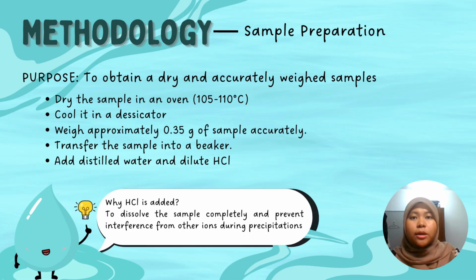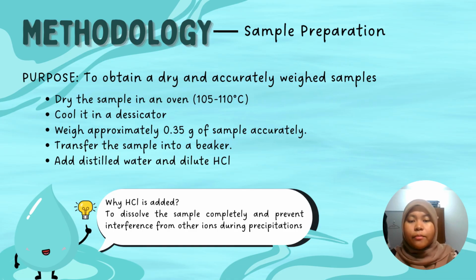Next, I will explain the methodology used for the determination of sulfate ions in water. The first step is sample preparation. First, the sample is dried in an oven at a temperature of 105 to 110 degrees Celsius and then cooled in a desiccator. Then, about 0.35 grams of the sample is weighed accurately and transferred into a beaker. Distilled water and dilute hydrochloric acid are then added. The purpose of this step is to obtain a dry and accurately weighed sample. Dilute hydrochloric acid is added to dissolve the sample completely and to prevent interference of other ions during the precipitation process.